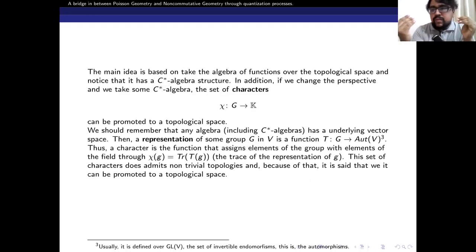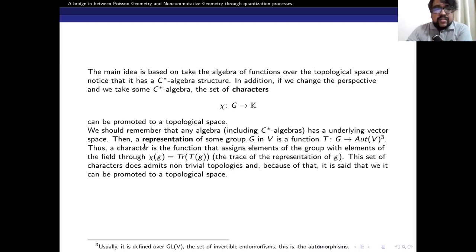So now we are looking for doing kind of the opposite, going in the other direction. If we change the perspective and we take some star algebra and look at the set of characters, which are these functions, this set of characters can be promoted to a topological space. We should remember that any algebra, including star algebras, has an underlying vector space. Then a representation of some group G in V is this function of G over the automorphisms, basically invertible operators or the invertible endomorphisms.